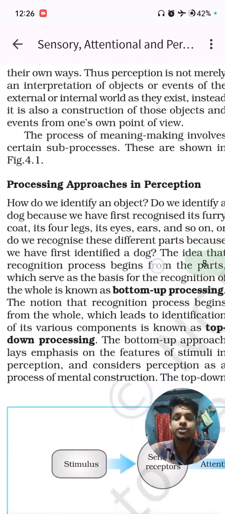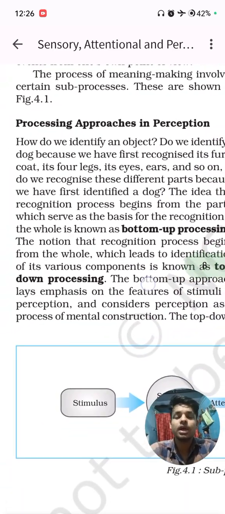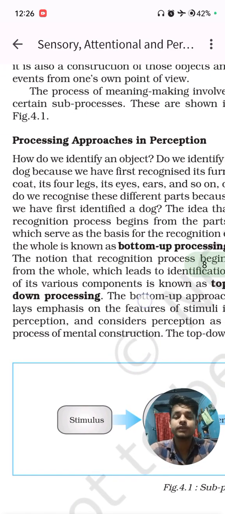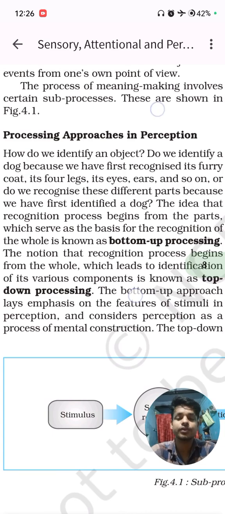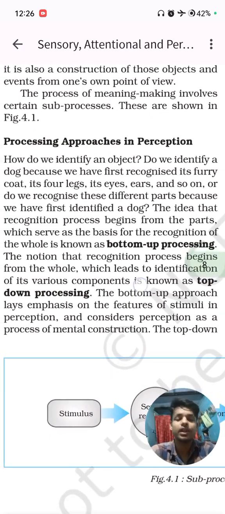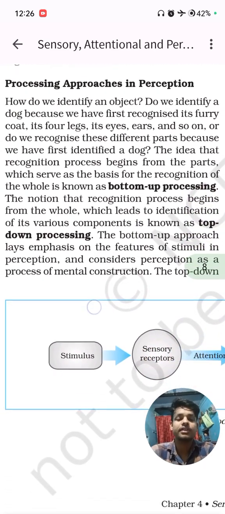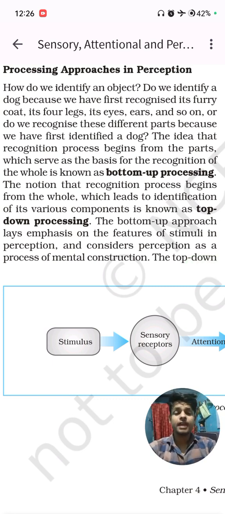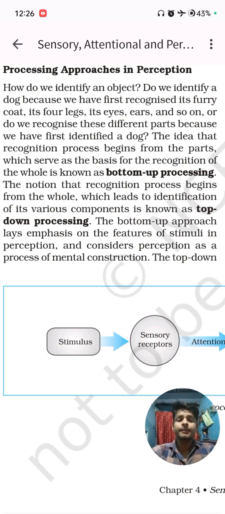These are shown in figure 4.1. Processing approaches in perception. How do we identify an object? Do we identify a dog because we have first recognized its furry coat, its four legs, its eyes, ears, and so on, or do we recognize these different parts because we have first identified a dog? First we identify a dog. The idea that the recognition process begins from the parts, which serve as the basis for recognition of the whole, is known as bottom-up processing.